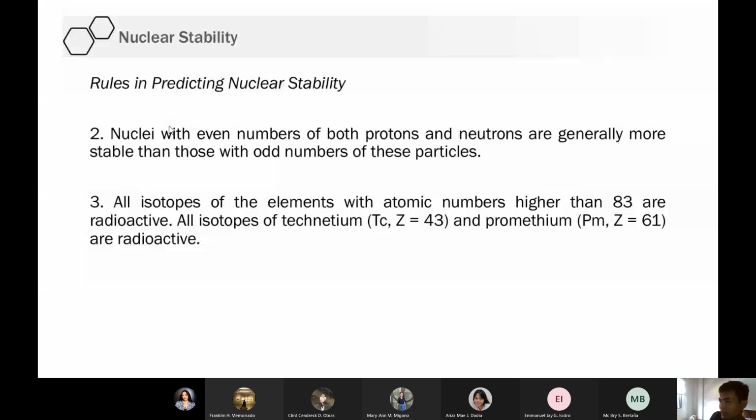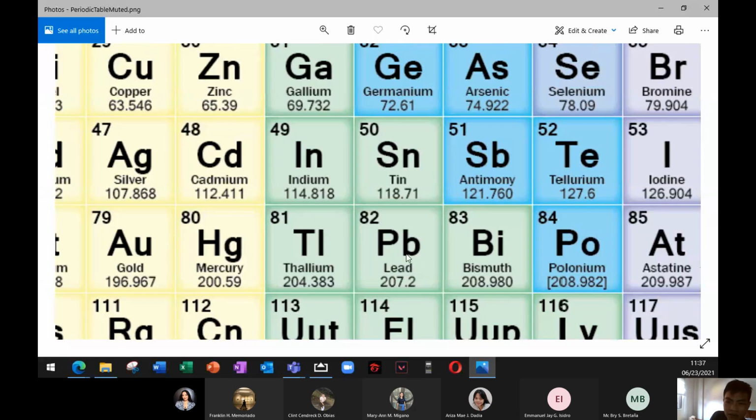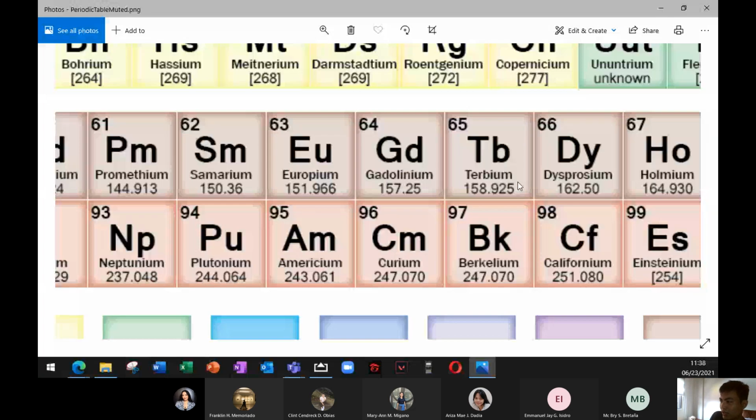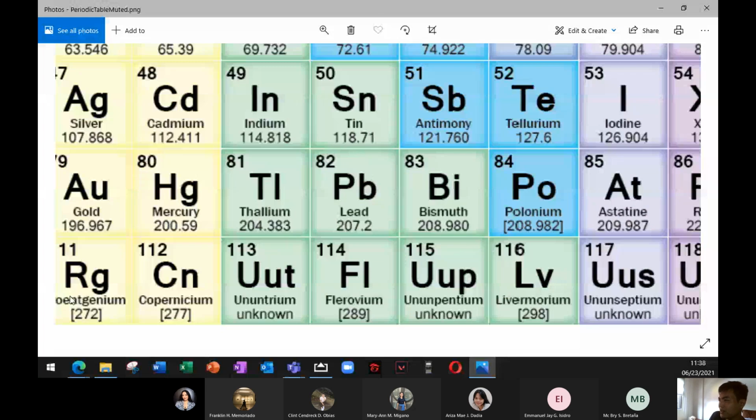Next one, all isotopes of the element with atomic numbers higher than 83 are radioactive. So, ibig sabihin, kapag yung atomic number ay greater than 83, anong element yon? 83. If ang element mo ay greater than 83, bismuth, ibig sabihin, yan ay radioactive na. For example, polonium, okay? Polonium is a radioactive element na ginagamit din sa nuclear power plants. Radon is a radioactive element. Okay? And everything greater than 83 is radioactive, generally speaking.